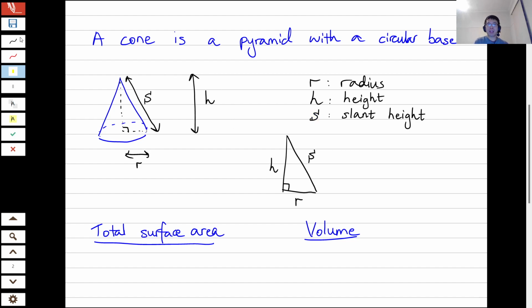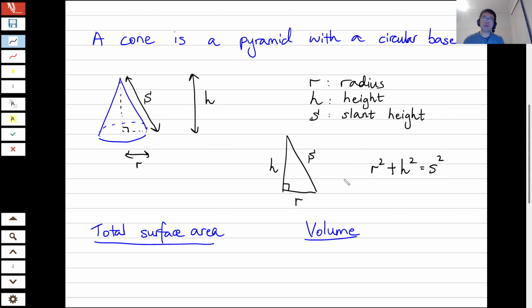One thing that's worth saying is, as you can see from this diagram, the radius, the height, and the slant height form a right-angled triangle. So Pythagoras' theorem is going to come in handy here if I only know 2 out of 3 of these numbers. It's common to be given R and one of either H or S, and you need to be aware of this relationship in order to make progress with a calculation involving cones.